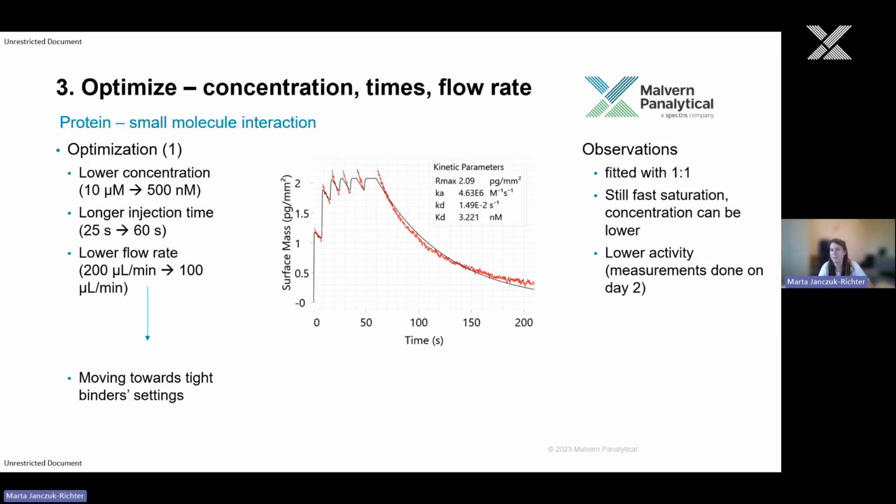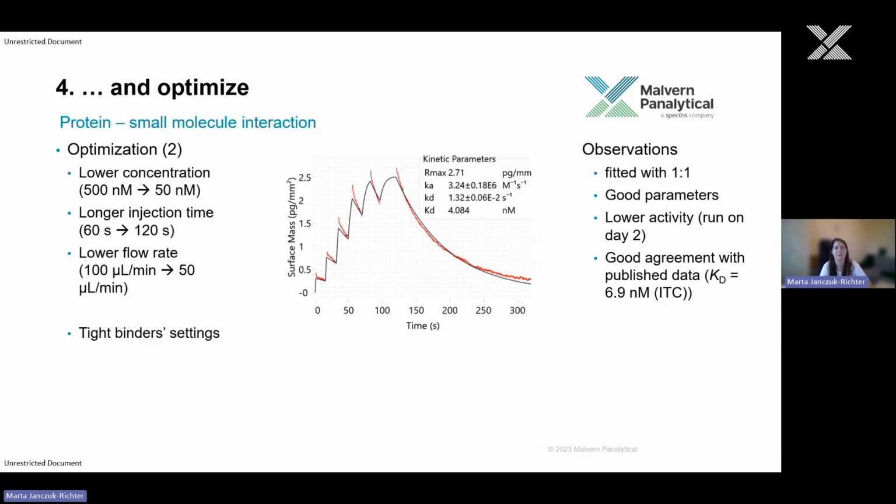So maybe we can give it one more step with waveRAPID. Okay, let's lower the concentration tenfold, but also give it a little bit more time of interaction. And that looks good now. So we can fit it with one-to-one. We have good parameters and low errors.